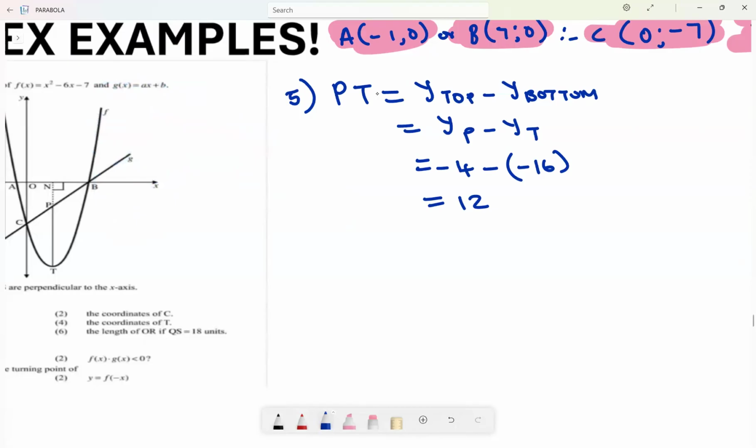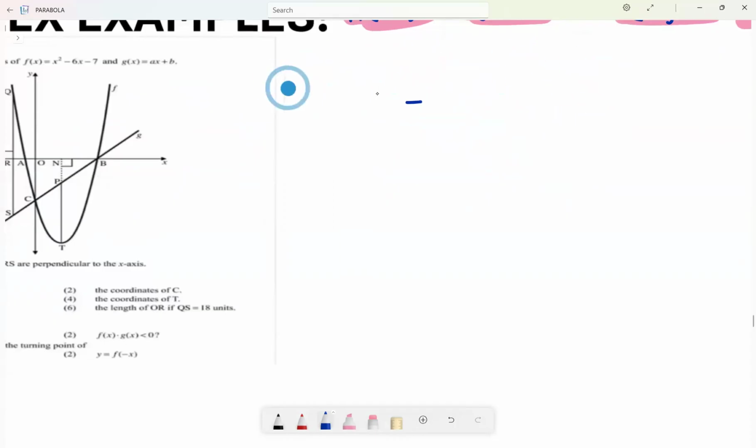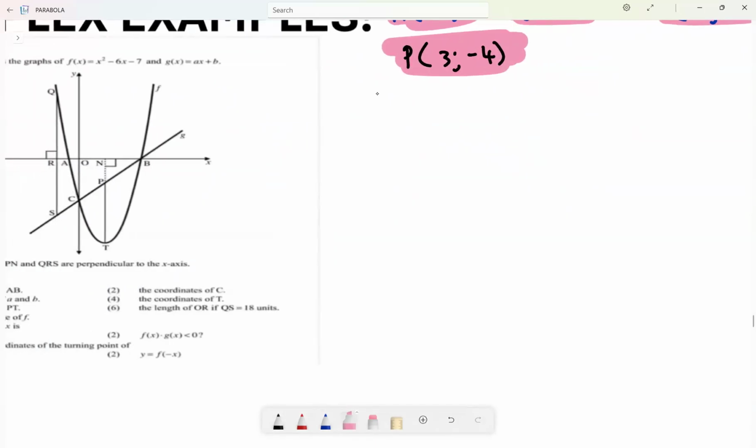The tricky part here was just understanding that the value of x on this line will be the same as the x coordinate of T. That was the only tricky part. Then we now know the coordinates of P, which are 3 and negative 4. We might need them in the future, or we might not.